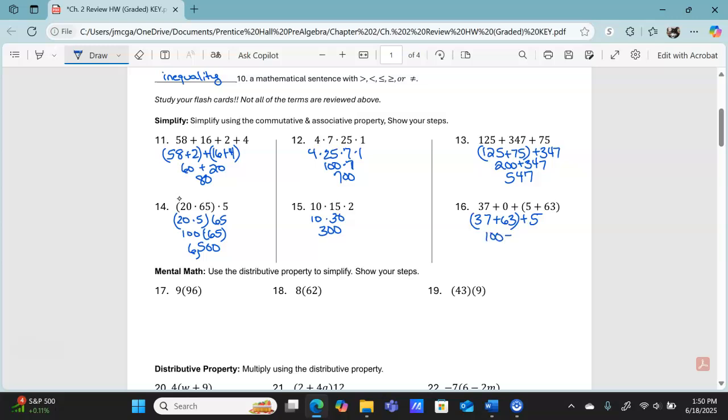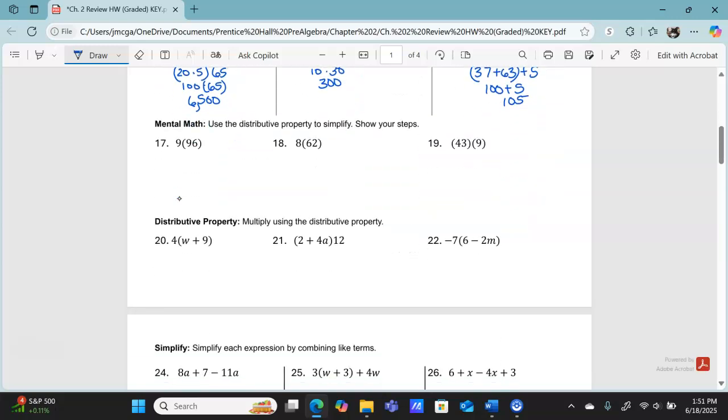63 and 37 is 100. So we get 105. And by the way, this is using those commutative, associative, additive identity, multiplication identity properties, right here where 7 times 1 is 7. Those are in those flashcards, so make sure that you can recognize those. So like here where I did 16 plus 2 plus 4 is the same as 2 plus 16 plus 4, that's the commutative property where I rearrange the numbers. And then the associative property is where they're grouped like this, forcing me to add the 58 and the 2 first and the 16 and the 4 first.